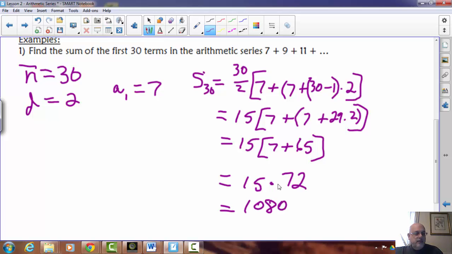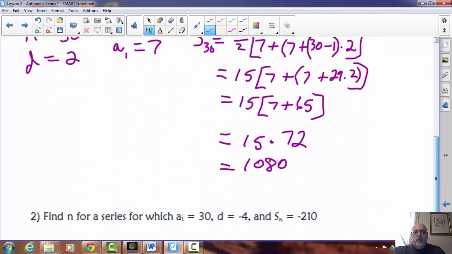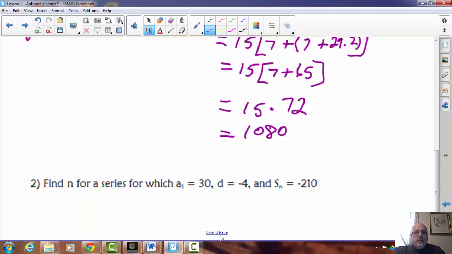If it makes more sense to you, separately use this formula to find that last term and then just put it into this one. But I'm showing you the formula that has how to find the nth term already inserted into the series formula. Okay, let's do another one.